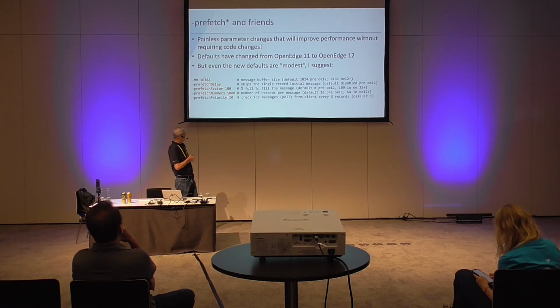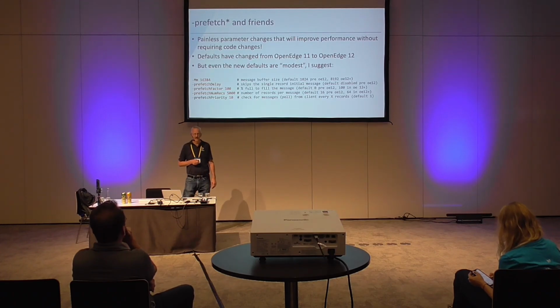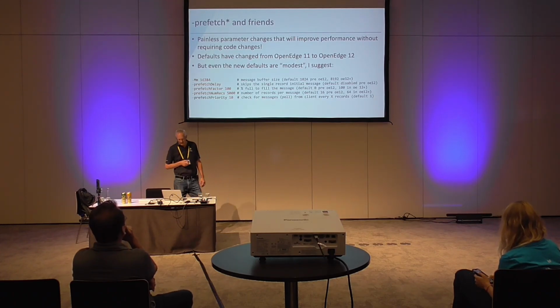There is also prefetch priority, which is kind of like LRU skips for messaging. Instead of checking to see if there's been a message from the client every record, it allows you to skip and only check every 10 records or every 100 records or something like that. It is beneficial. But I usually go with something modest like 10. I don't set it to 5,000 or something like that.